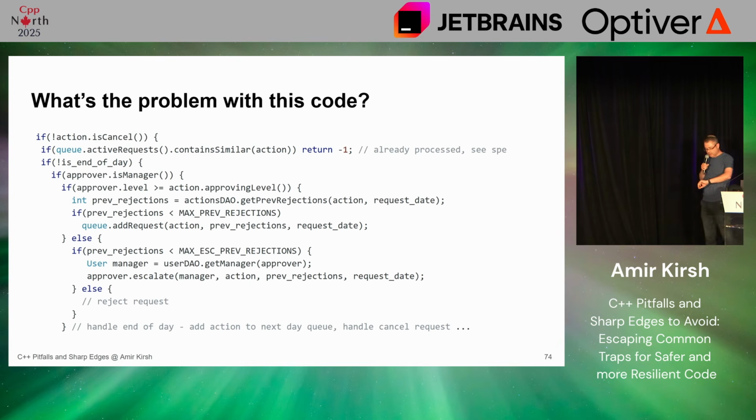What's the problem with this code? I mean, there is a direction here, something specific. Too much nesting, yes, too much nesting. What is the purpose of all this nesting? What are we trying to achieve? What are we trying to manage here?